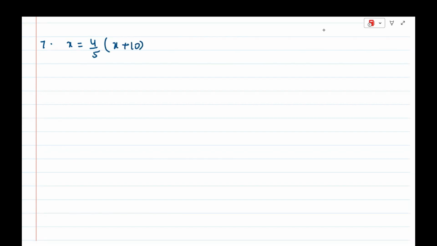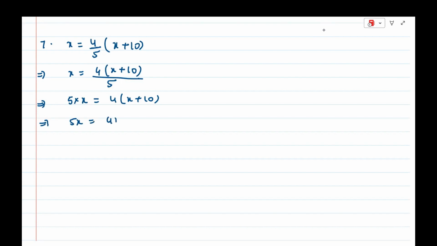Question number 7. x is equal to 4 by 5 into x plus 10. Here, this 5 is in division. The logic is because there is a bracket, I can write this as 4 into x plus 10 and whole divided by 5. 5 is in division. That is why on the other side it will go for multiplication. Then simply open the bracket. 4 will get multiplied with all the numbers inside. Now separate the like terms. And then from here, x is 40.